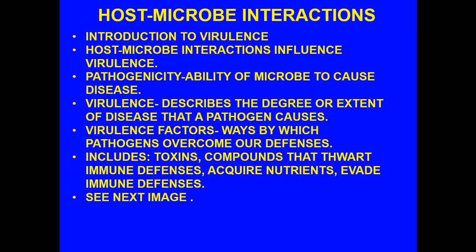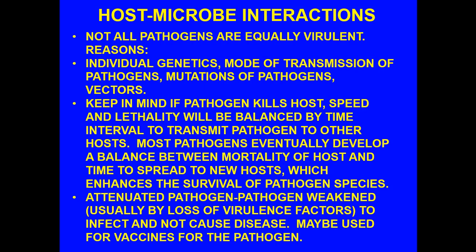Now, when I talk about defenses, I'm mentioning it briefly. We'll go into this in the next couple of chapters: the innate immune system and the adaptive immune system. Most of you had AP2, Anatomy and Physiology 2, so you've already been introduced to this to a point. We're going to go into this much more in depth later on. But some of the pathogenicity factors are toxins, compounds that thwart the immune defenses, some that will acquire nutrients so that they can proliferate, others that will evade the immune defenses.